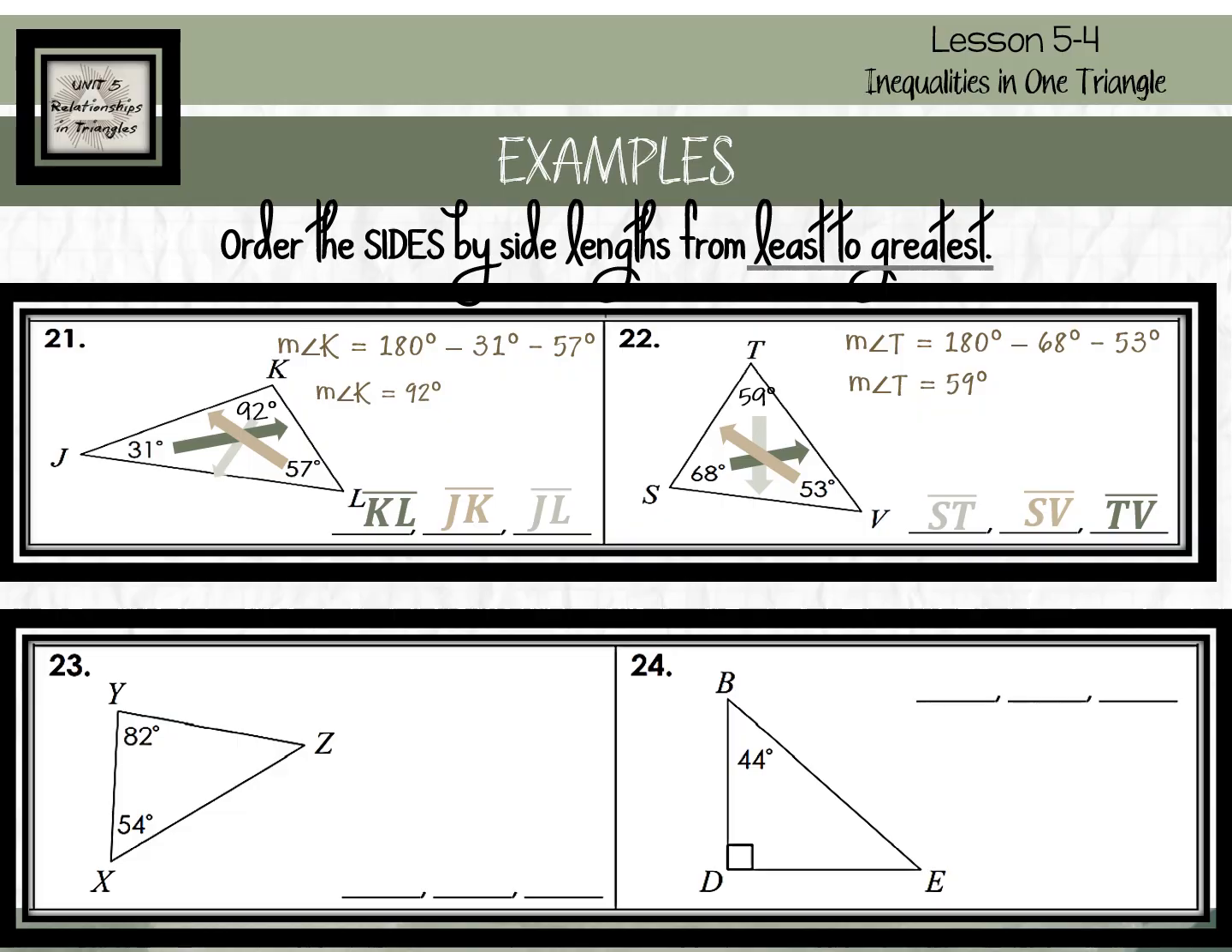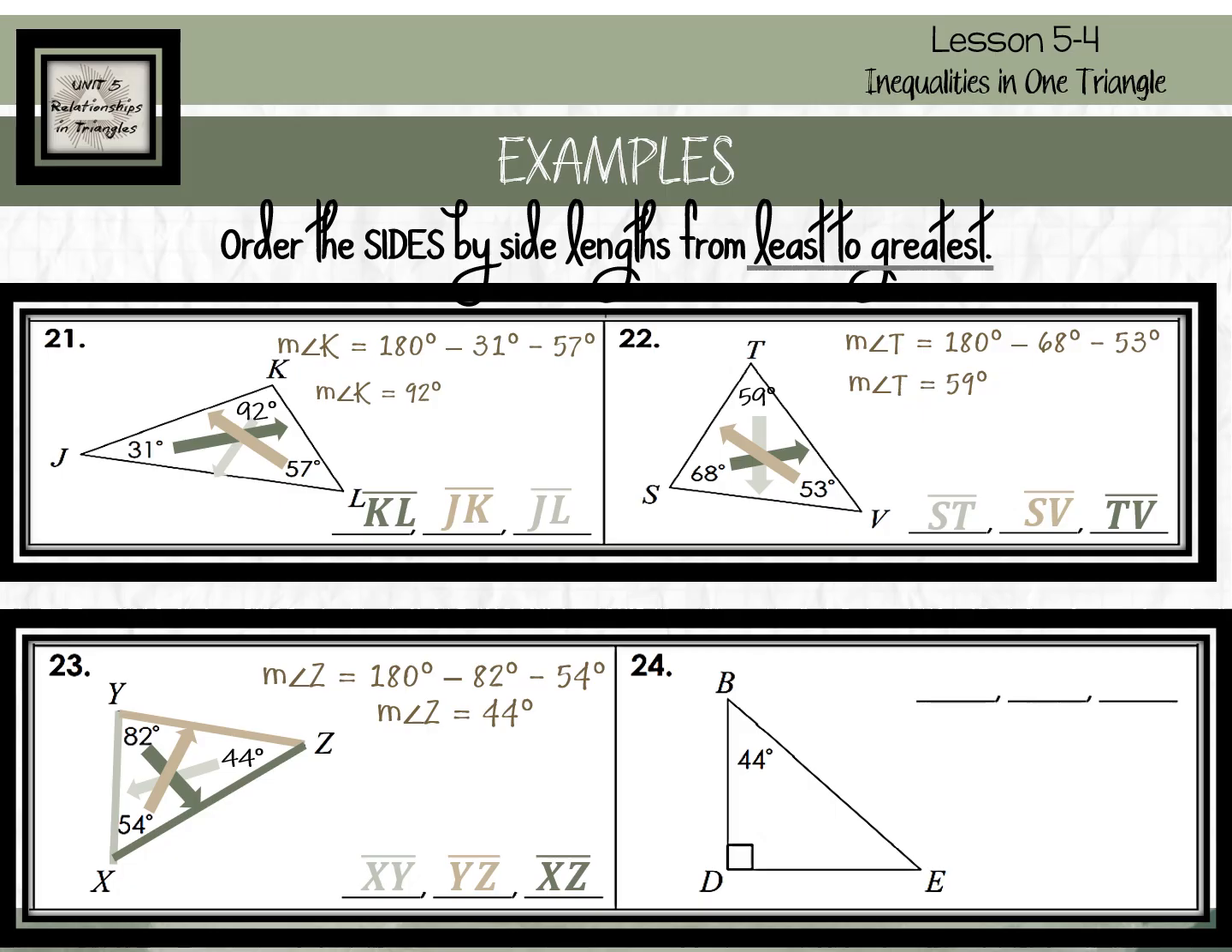Get our third angle. 180 minus 82 minus 54. We get 44. Smallest angle, opposite side is XY. Middle angle, opposite side is YZ. Largest angle, opposite side is XZ.